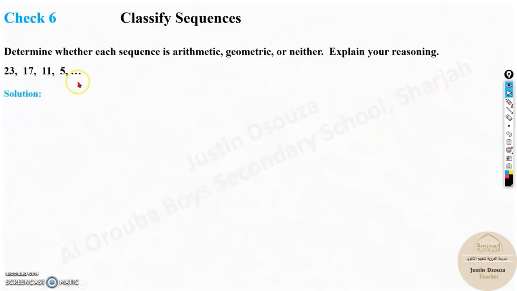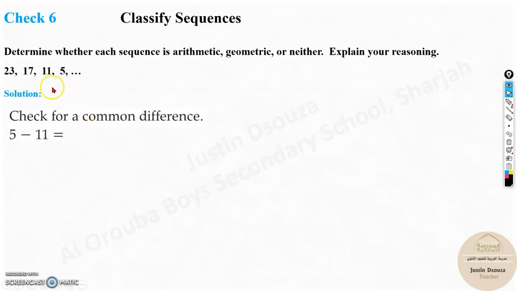And now we will go on to the last problem. I would again ask you to pause the video and try it by yourselves. Now let us see the common difference. 5 minus 11 is minus 6. 11 minus 17 is minus 6. And lastly, 17 minus 32 is also minus 6.